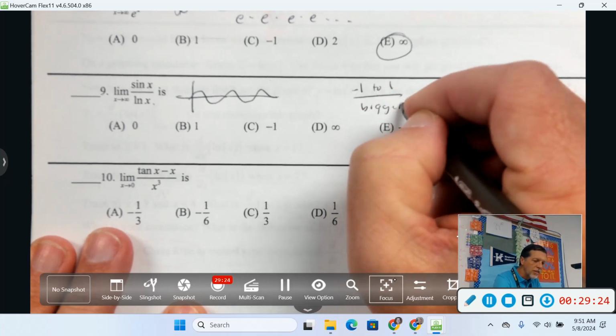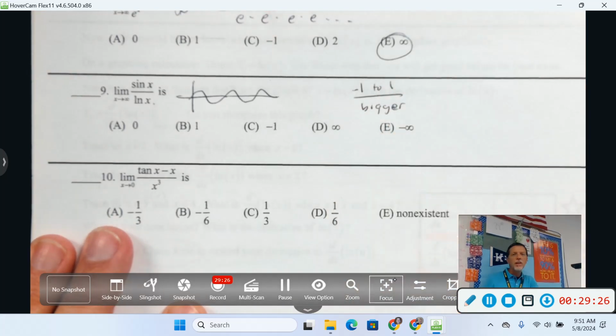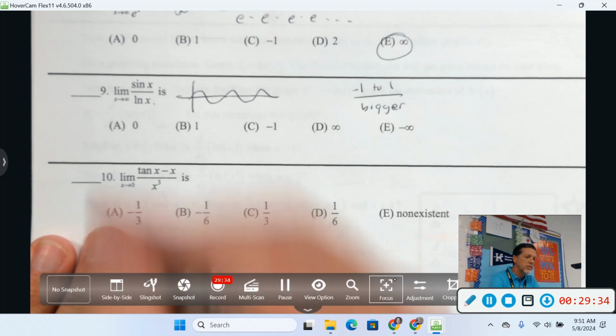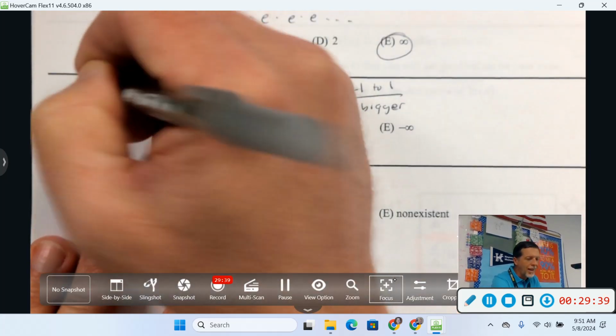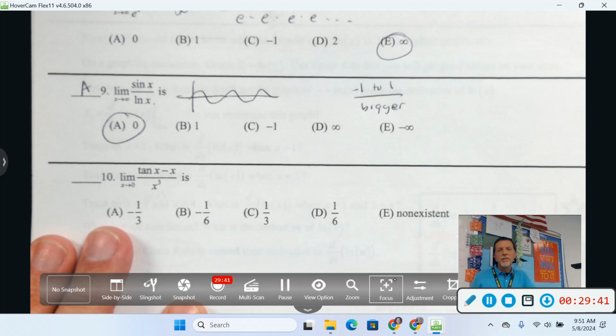Here's some very fancy official math for you. The top is between -1 and 1. The bottom's getting bigger, bigger, bigger. So what are we headed toward? 0, because we're dividing by a bigger and bigger and bigger number. And the top isn't getting any bigger. It's oscillating.